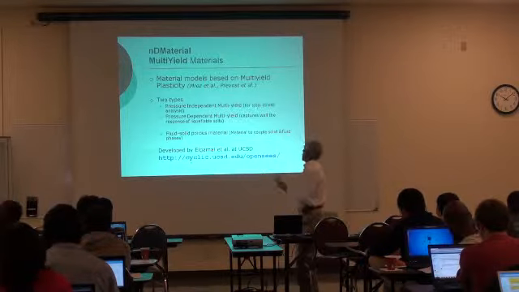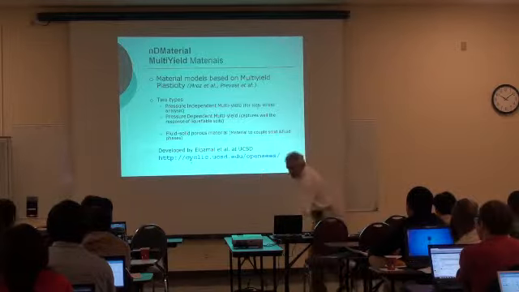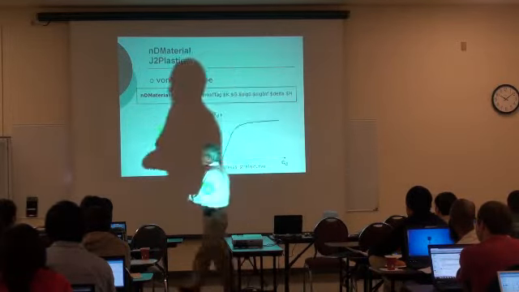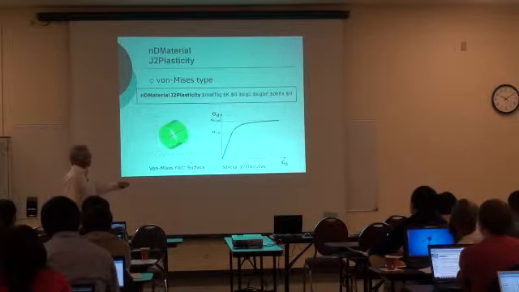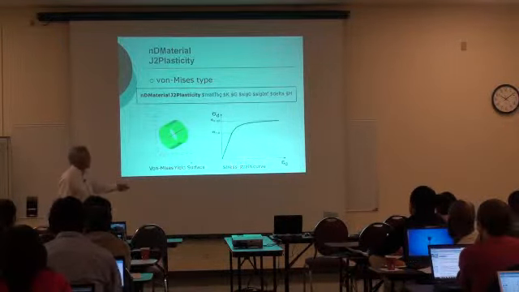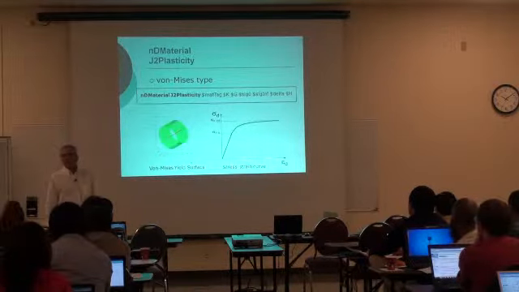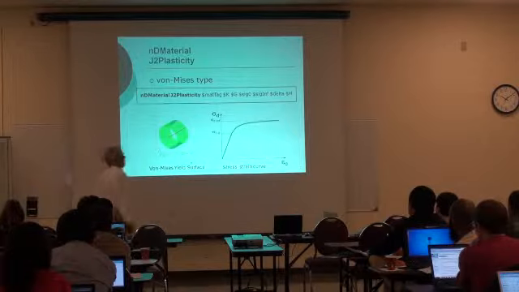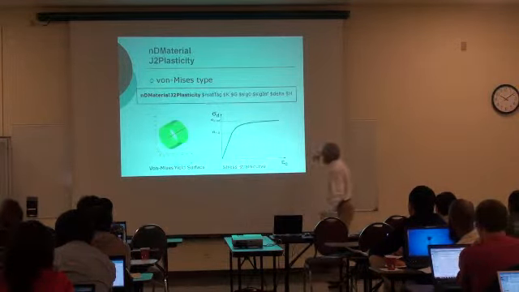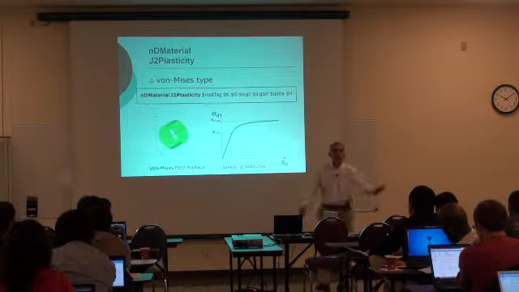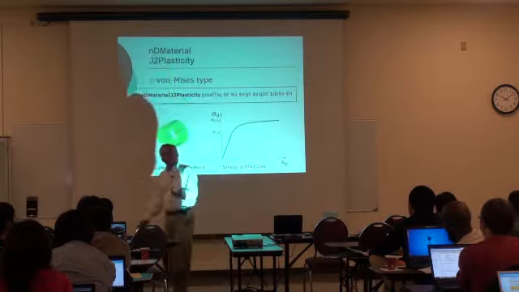Okay, now let's talk about the multi-yield materials. The problem with this one is that you cannot capture cyclic behavior. You can capture a monotonic behavior, but if you try to unload here, you would obtain elastic behavior all the way. And the reality is that when you unload, the soil shows plastic behavior again immediately. So this model cannot capture that behavior.